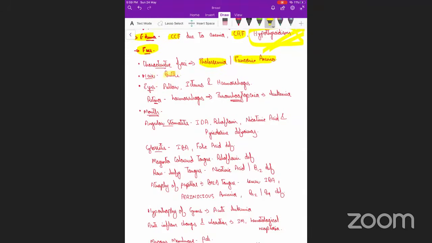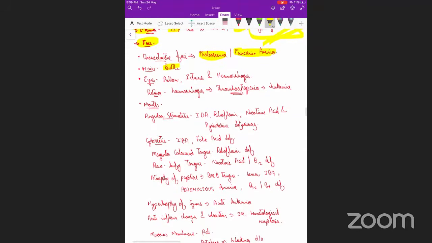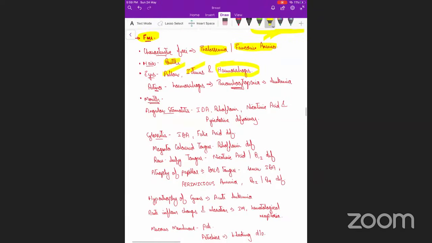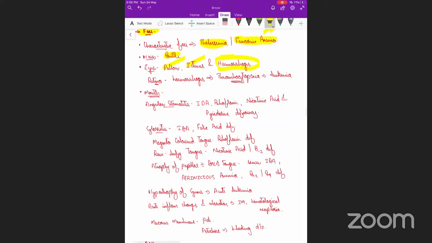Hair will be brittle in case of anemia. Eyes, again, pallor you look for, icterus you look for, any conjunctival hemorrhage you can look for. If retinal hemorrhages are there, then we can think of thrombocytopenia. Thrombocytopenia can be one of the causes if there are retinal hemorrhages.